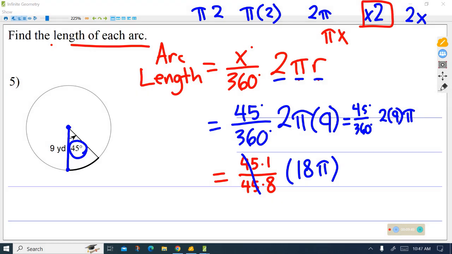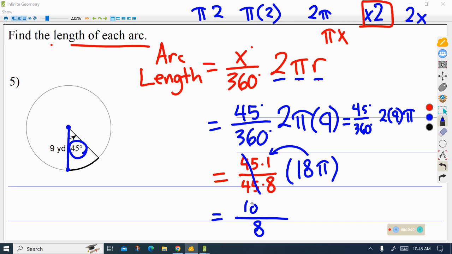All right, so over here, we got 1 over 8 times 18 pi. So what you guys got to realize is that to multiply by 1 over 8 just means to divide by 8, okay? So again, multiplying a number times a fraction just means do the number times the top. So I got to do 18 pi times 1, and that's just 18 pi.